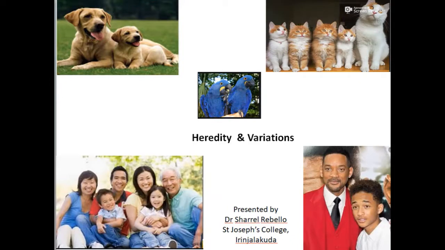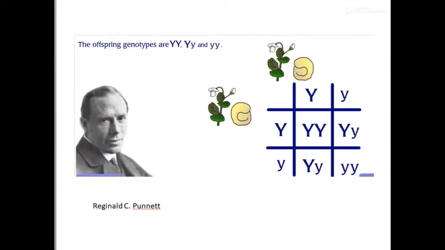In the previous sessions, we had come across the laws of inheritance laid out by Mendel, and we had discussed the law of dominance and the law of segregation. Today we would be discussing the law of independent assortment. But before we go into the remaining Mendelian laws, I would like to talk about Reginald C. Punnett, who was a pioneer geneticist from Cambridge University, and he put forward a square called the Punnett Square.